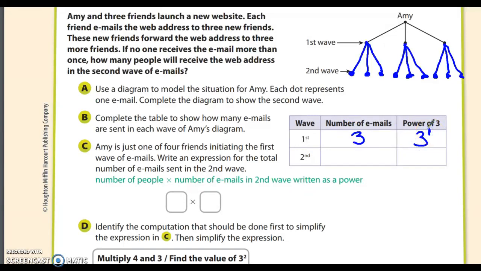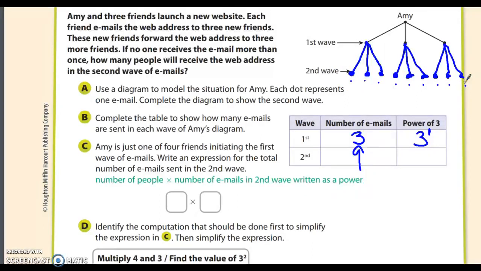The second wave, this is what the question asked all along, is the second wave. Oh, I'm not there yet. I'm still on 2. So I'm still on B. Sorry. I'm on the second wave. Well, the second wave is what? It's 9 people. How many emails were there? 9. And you can count those up. It's going to be 1, 2, 3, 4, 5, 6, 7, 8, 9.